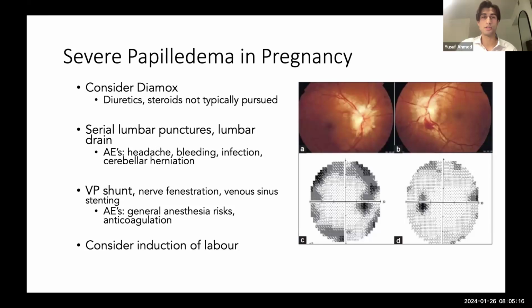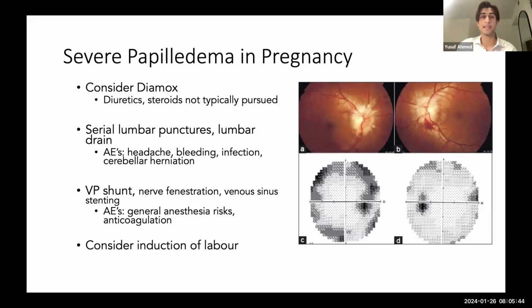There's not really a huge role for diuretics or steroids. We know that topiramate is absolutely contraindicated, and methazolamide, the sister drug of Diamox, falls into the same category. See FDA recommendation. But if a patient can't tolerate the Diamox or is adamant against it, serial lumbar punctures or a lumbar drain is a good temporizing measure, like that was done in Dr. Tyndall's patient, that can buy a patient time until surgery or delivery.